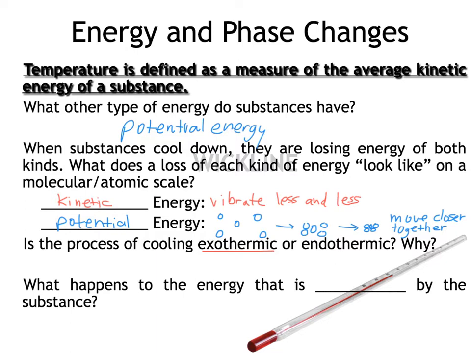The process of cooling, as you may have guessed, is exothermic, meaning that it is releasing energy as it cools. So what happens to the energy that is lost by the substance? It is simply transferred to the surroundings. So as the substance cools down, its surroundings will heat up.